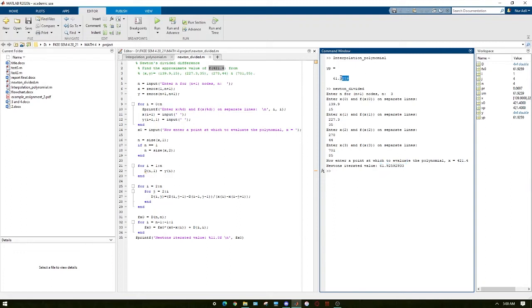So if we compare the interpolation and Newton divided, we can see here that the Newton is more accurate because it has more decimal places. So that's all for the Matlab simulation. Thank you.